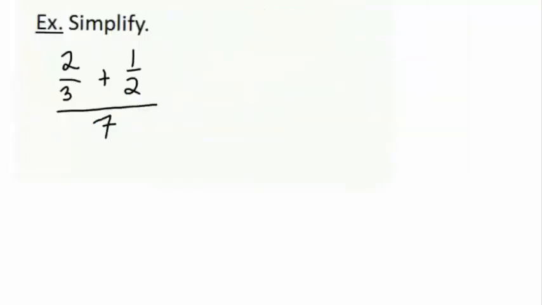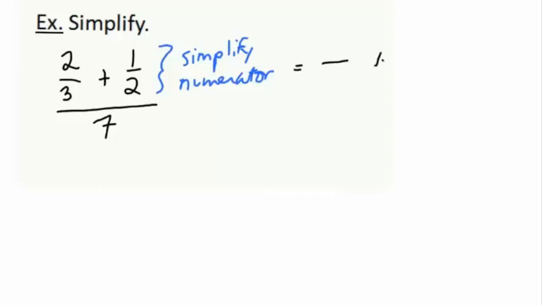So here's an example of what I mean by a really complex fraction. Inside of our numerator we have the expression 2 over 3 plus 1/2. And in the denominator of our fraction, we have the number 7. So what we want to do first is work on trying to simplify the numerator. Now what we need to do to add these two fractions is to find a common denominator.